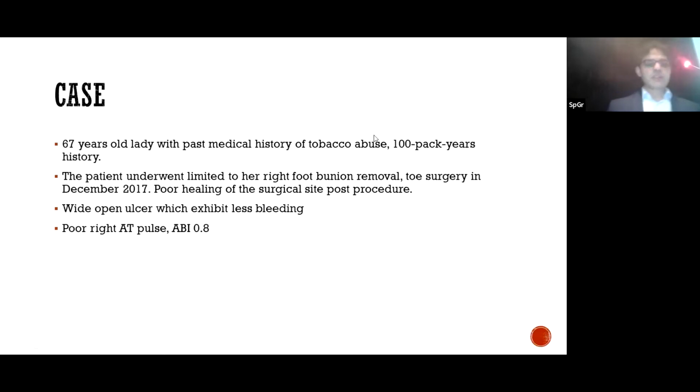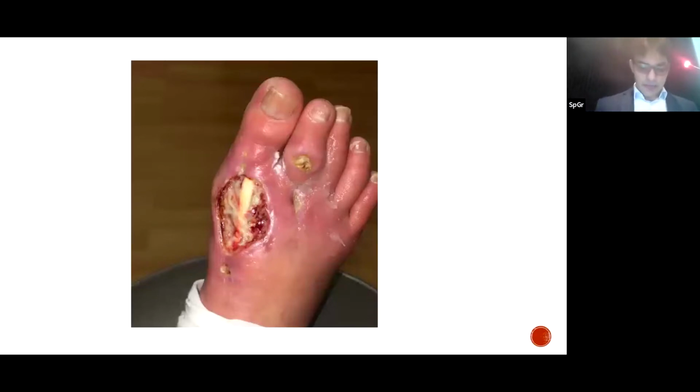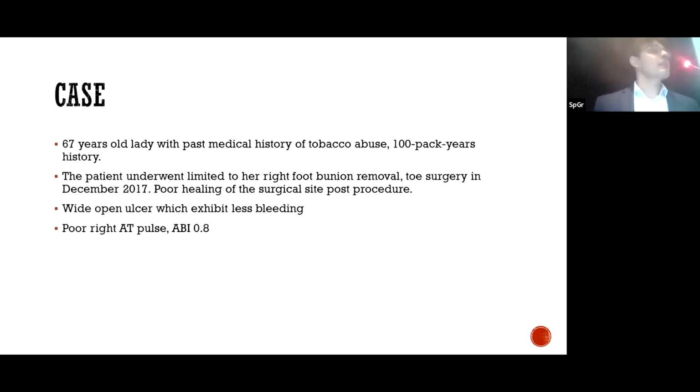So I'm going to start off with this case. What I will do in this talk is cover peripheral vascular disease, which includes arterial disease, as well as the often ignored venous disease. We'll talk about the arterial disease, and we'll talk about the venous disease later.